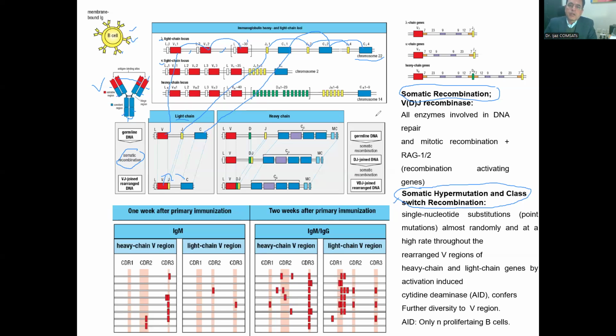And what are the enzymes that are involved in this particular process? We call these enzymes RAG1 and RAG2. These are the main enzymes, although there could be a number of other factors involved in this process. But the major enzymes are RAG1 and RAG2. These are recombination activating genes. RAG is the abbreviation for recombination activating genes.